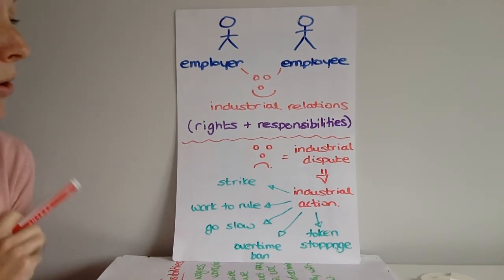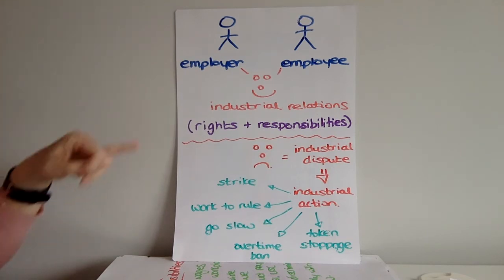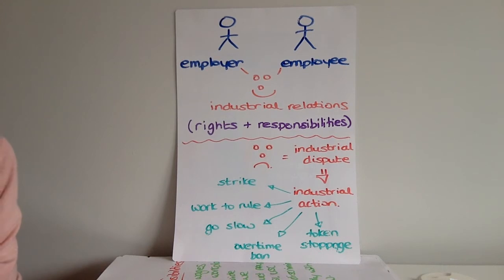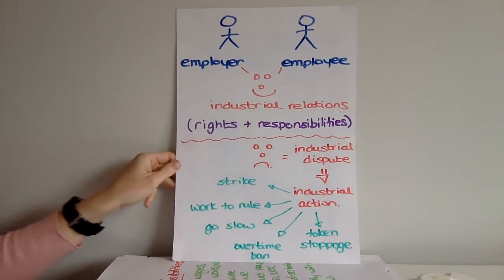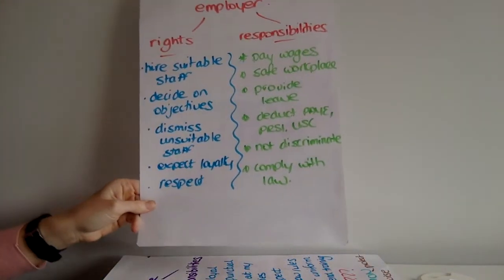Okay, and in order for those relationships to be smiley, happy, positive relationships, each of these groups of people has different rights and responsibilities that must be met. Okay, so we're going to look at those for the moment, and then we'll come back and talk about this bottom bit. So let's start off with an employer. So imagine you set up your own company and you were the boss. What do you think your rights would be?